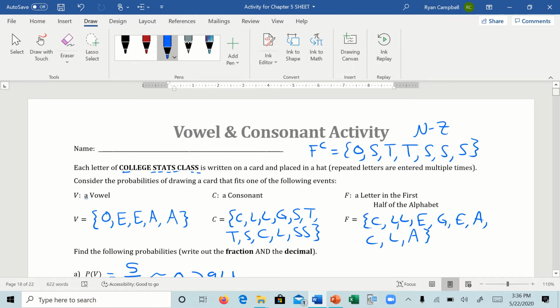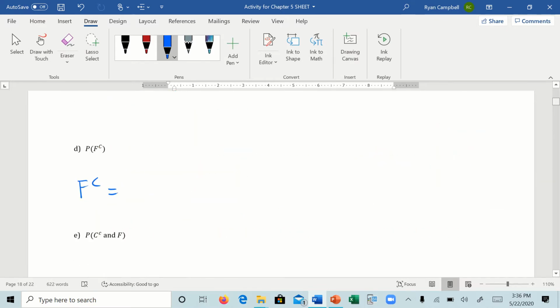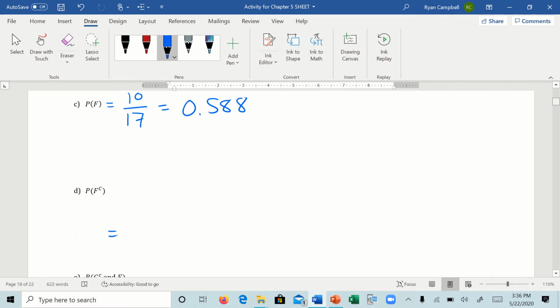So this is going to be F complement, and when we count them up, we see it's 1, 2, 3, 4, 5, 6, 7. So the probability that we get something in the complement of F is going to be 7 over the total, which is 17. And when you see what that is, it's going to be about 0.412. I don't know if I've said this yet, but these symbols just mean approximately.